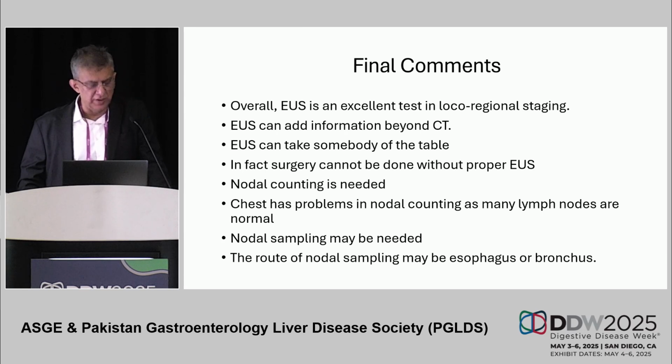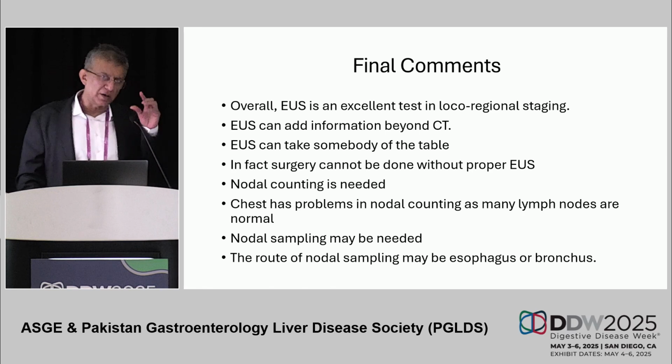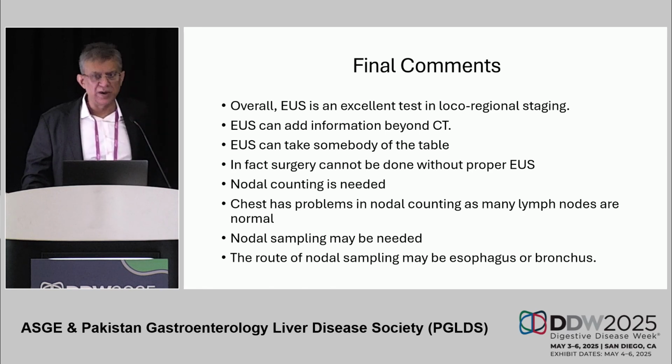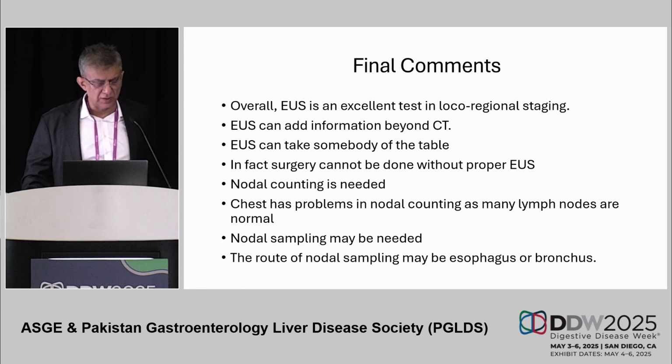Nodal counting is needed if you are doing node. How many nodes? Where are the nodes? CT has problems in nodal counting because many lymph nodes in the chest are normal, especially in the subcarinal area and the right paratracheal area, where even large lymph nodes may be normal. So you have to really characterize the lymph node size, shape, and character, which you can do by endoscopic ultrasound, and assess the lymph node.